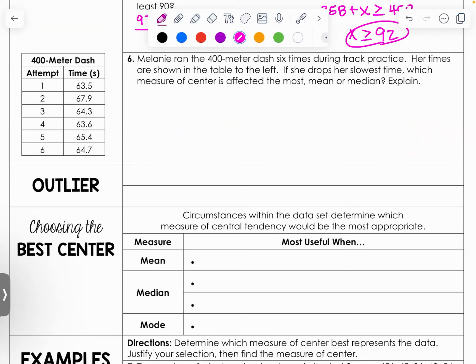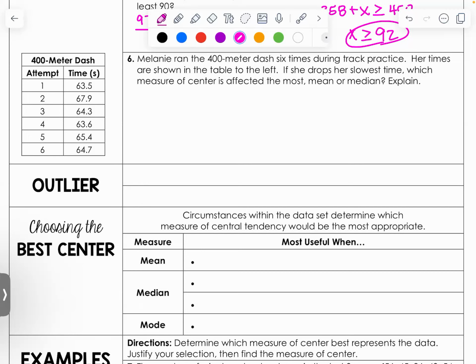Melanie ran the 400-meter dash 6 times during practice. Her times are shown. If she drops the slowest time, which measure of central tendency is affected the most? Mean or median? Why do you say the mean? Because if you have a lower average, it's going to drag down the mean, the average. Okay, so he's saying that the mean is going to be affected the most because if we drop that smallest number, that's dragging it down, it's going to raise to get higher.